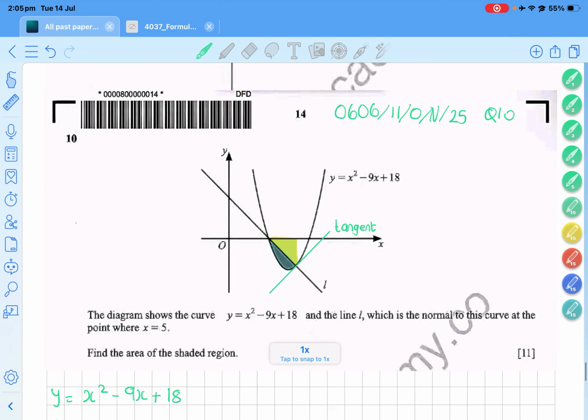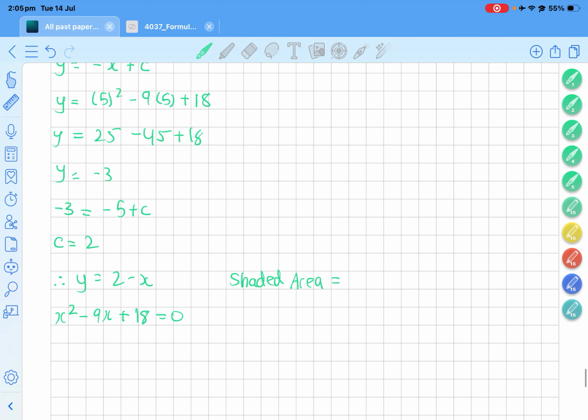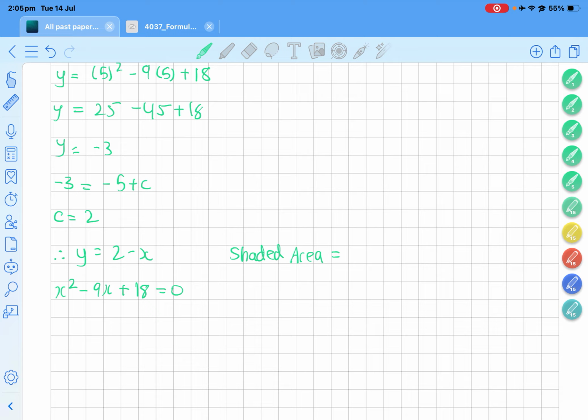So you solve this to 0, so x square, so if you factorize, so 18 has factors 1 and 18. Do they in any way give 9? No. Or 2 and 9? No.